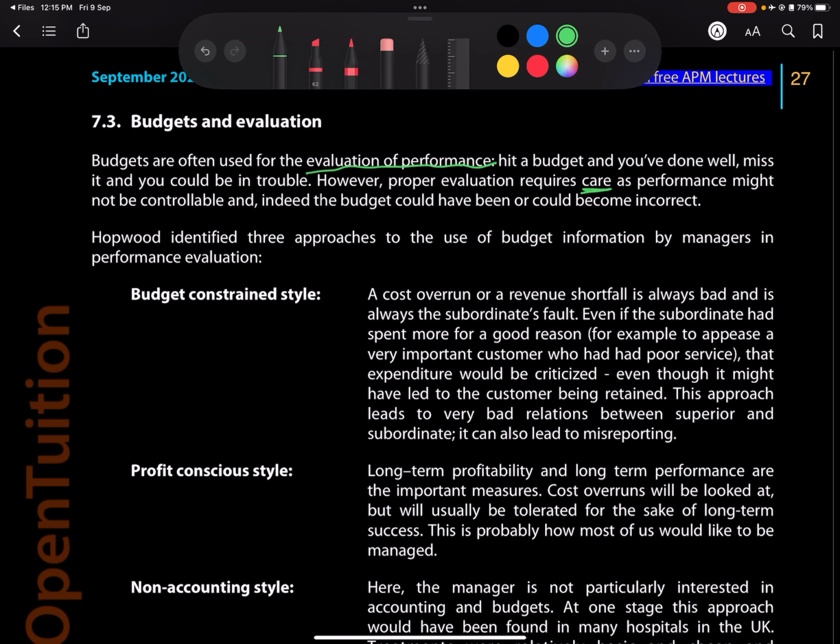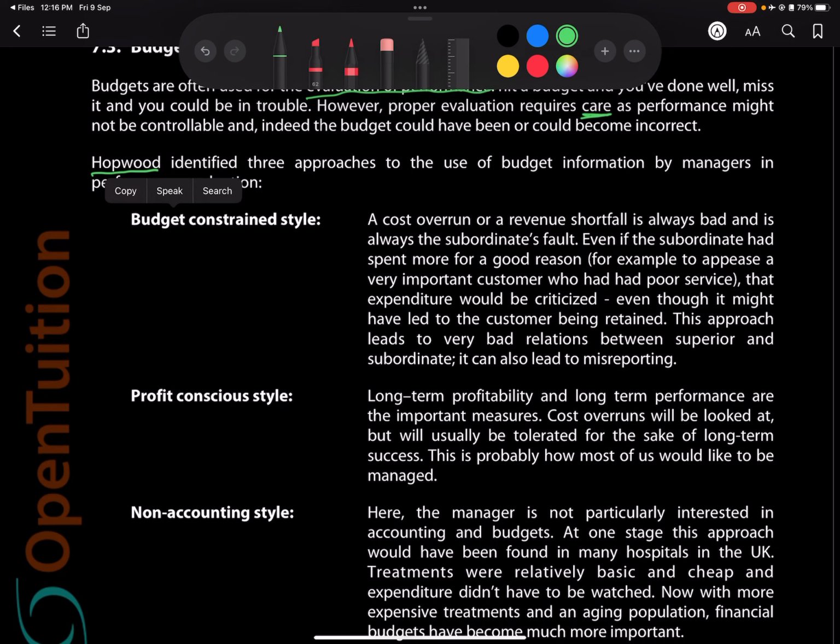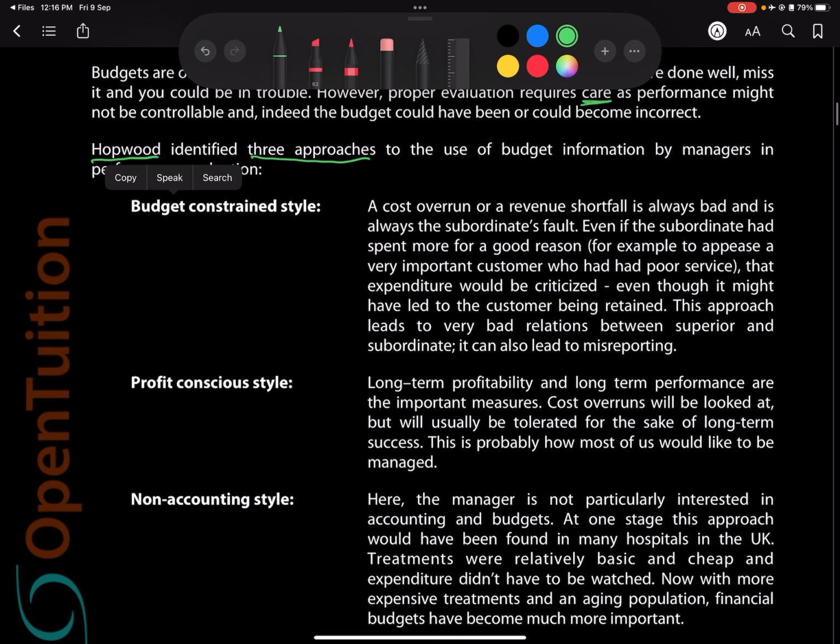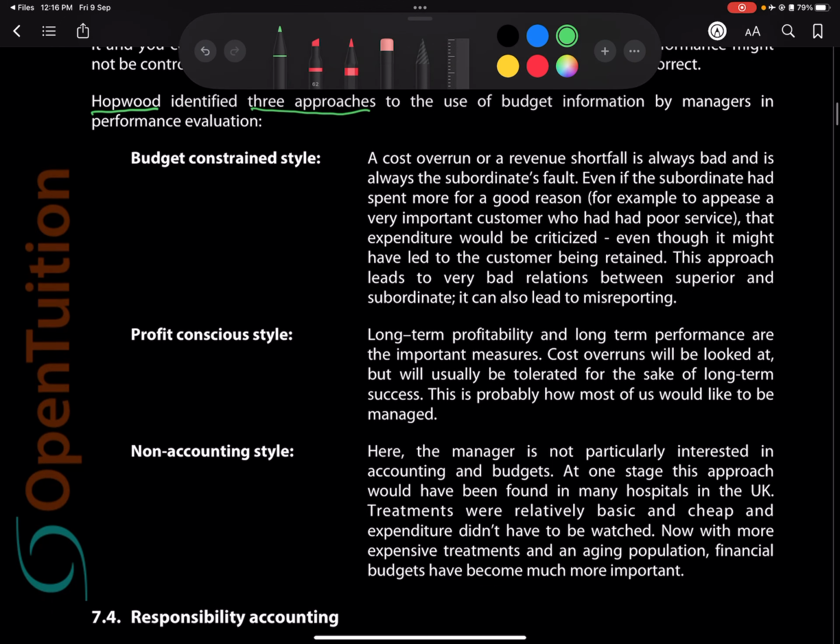Next thing, Hopwood, a very genius person, has suggested three approaches to the use of budget information by managers in performance evaluation. Whenever you are doing a performance evaluation, there are three different approaches to the use of budget information, right? So three approaches to evaluating performance.